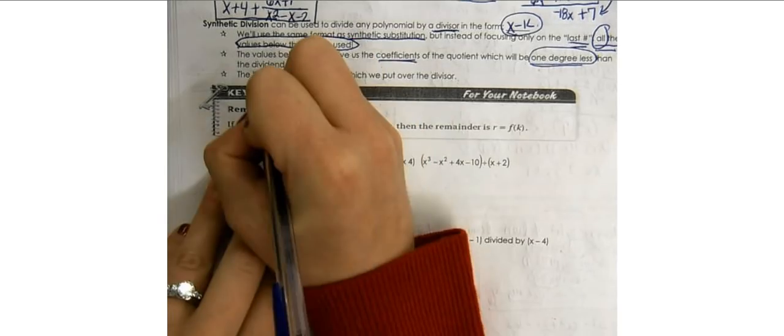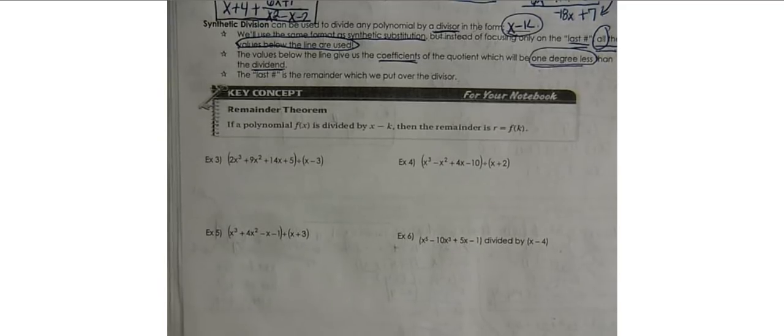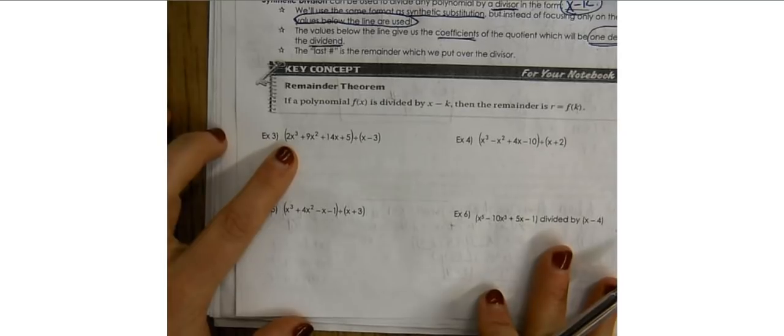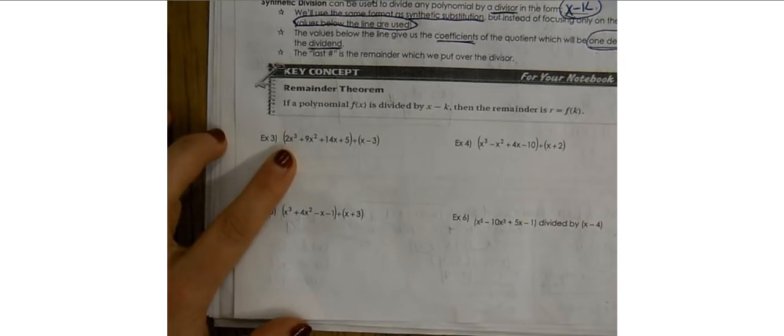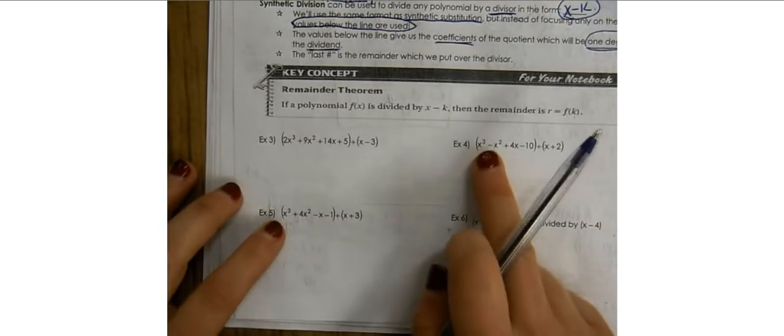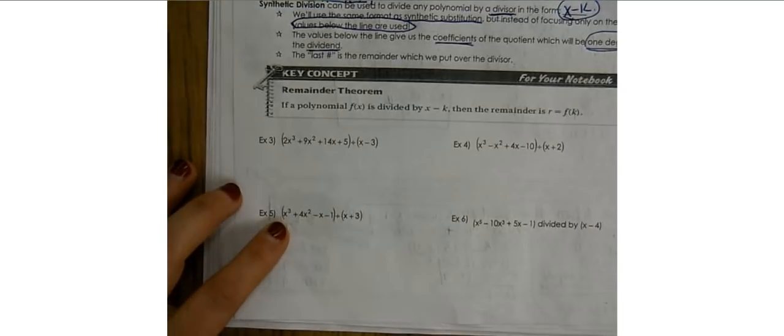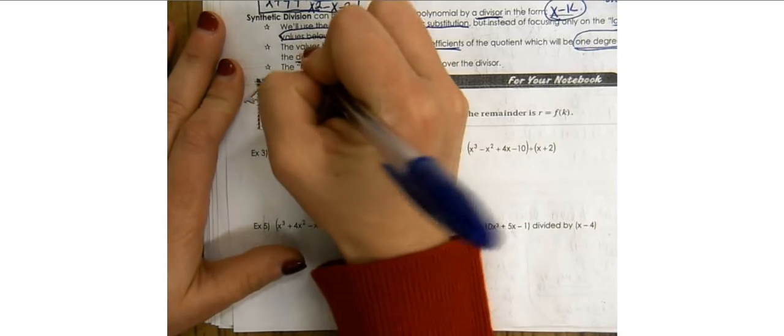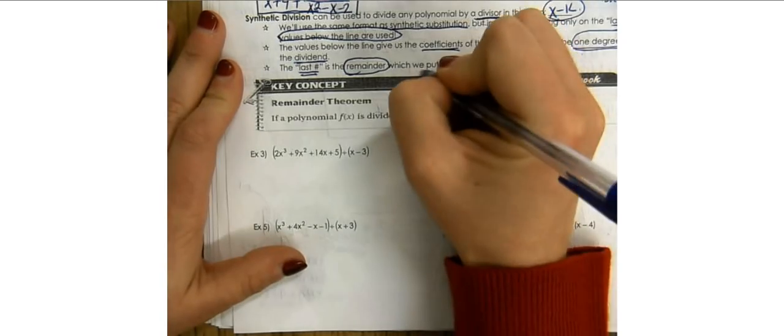Now the values below the line give us the coefficients of the quotient that will be 1 degree less than the dividend. So what I mean by that is in example 3, we start off with a third power, so our answer will be squared. Examples 4 and 5 are the same thing. Our degree starts off being 3, so our answer will be an x squared. For number 6, we start off with x to the 5th power, so 1 less than 5 is 4. Our answer is going to start in the 4th power. So that's something to keep in mind. The last thing is that the last number represents our remainder, and we will put that over our divisor.